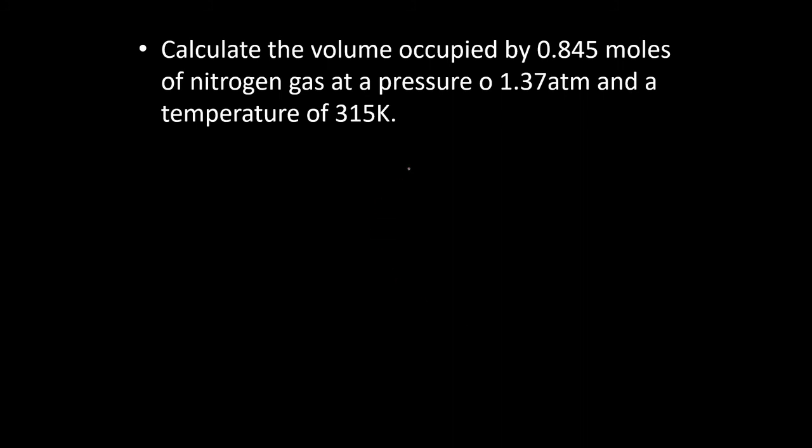Calculate the volume occupied by 0.845 moles of a nitrogen gas at a pressure of 1.37 atmospheres and a temperature of 315 K. So the first question we want to ask ourselves is, is something changing with this gas, or is this a gas at rest? So is it just, we have a sample and it's just sitting there and we're going to measure something on it, which is the case now. This is a gas at rest.